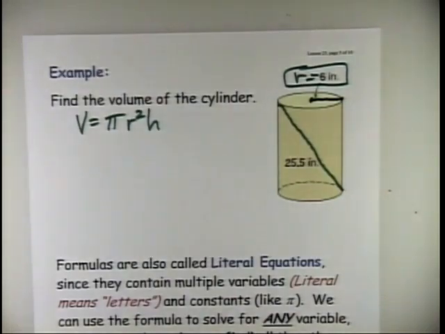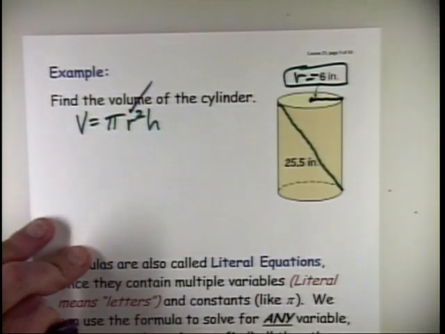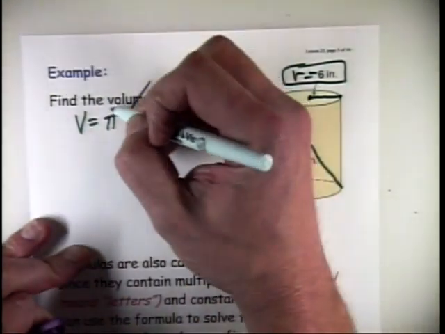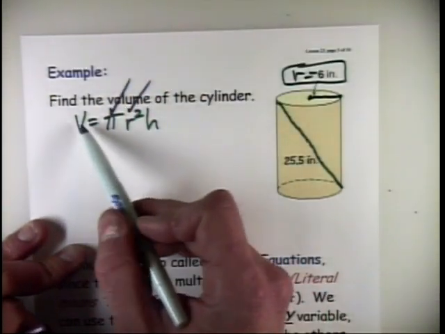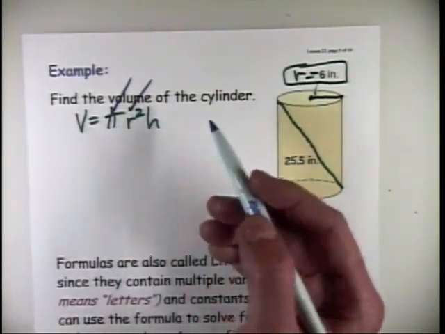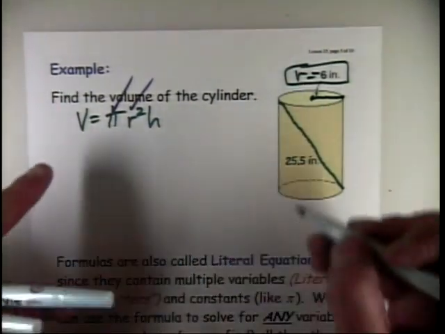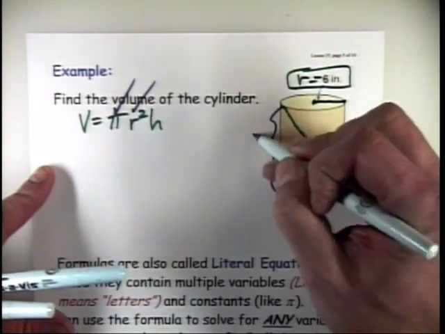Well, I have the radius. Okay, so I'm going to go ahead and check that off. Check, I got that. Pi is just 3.14, so I know what that is. I'm trying to find the volume, so it's okay not to know the V. That means I have to find h in order to use this formula. Well, let me go ahead and label what h is on the diagram.